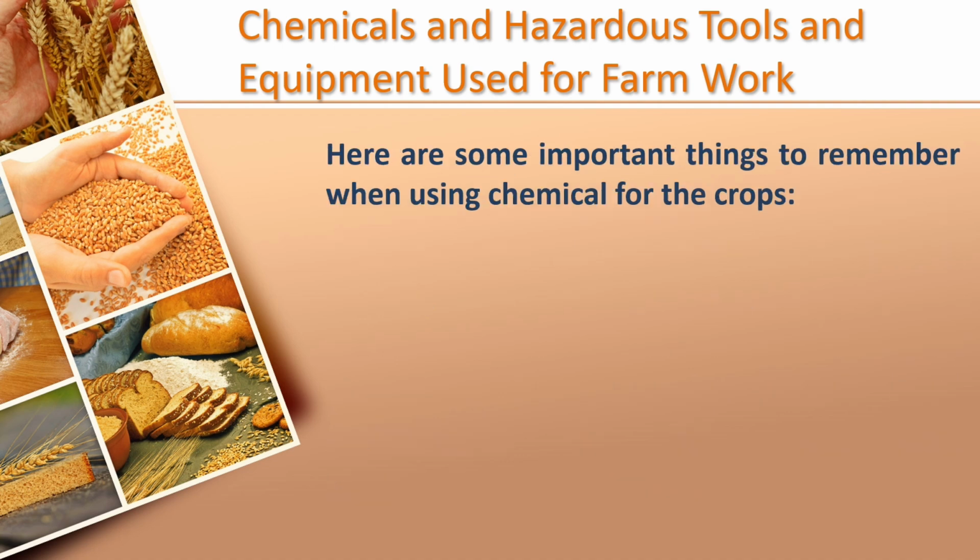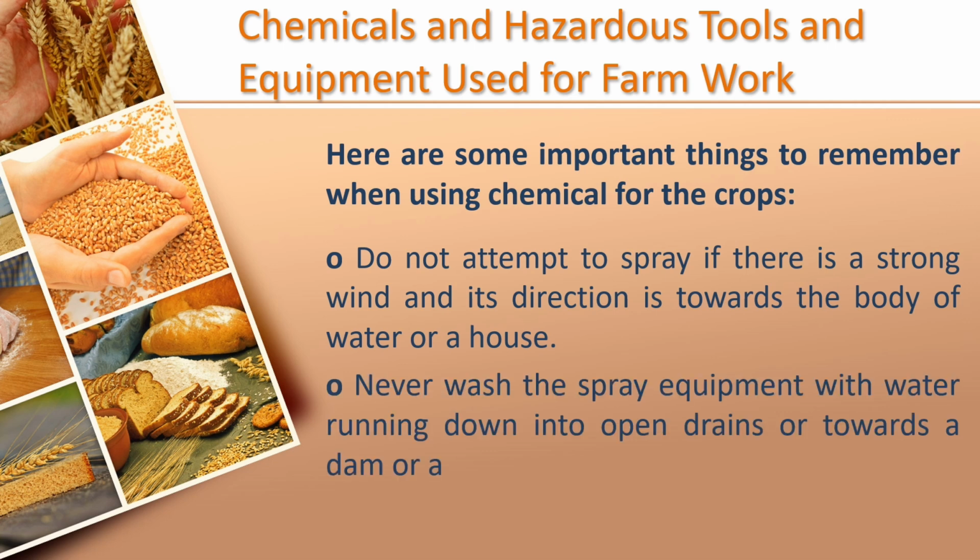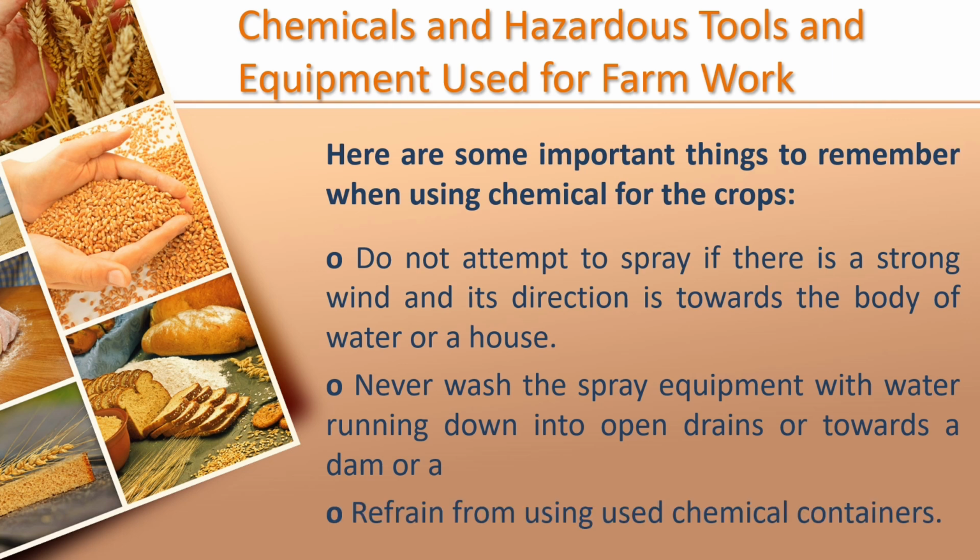Here are some important things to remember when using chemicals for the crops. Do not attempt to spray if there is a strong wind and its direction is towards a body of water or a house. Never wash the spray equipment with water running down into open drains or towards a dam, and refrain from using used chemical containers.